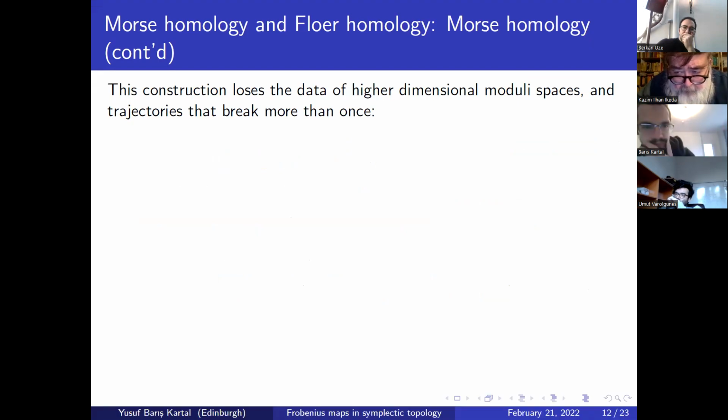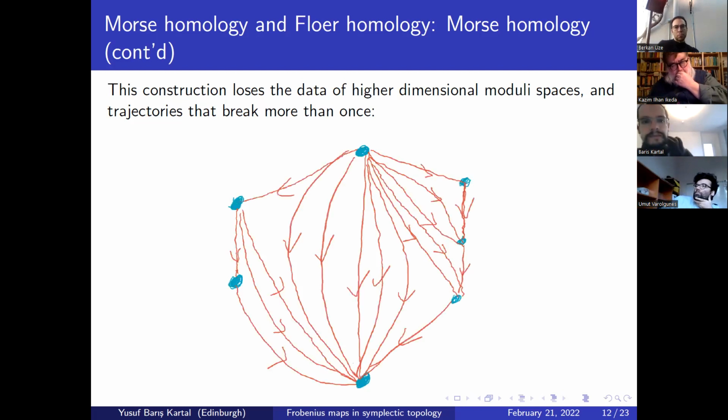Okay, so this construction loses the data of higher dimensional moduli spaces. To define the matrix coefficients, we just use the zero-dimensional moduli spaces, and to show d squared equals 0, we just use the boundary structure of the one-dimensional moduli spaces. But the trajectories can break more than once, and there are higher dimensional moduli spaces of trajectories. So here's the picture.